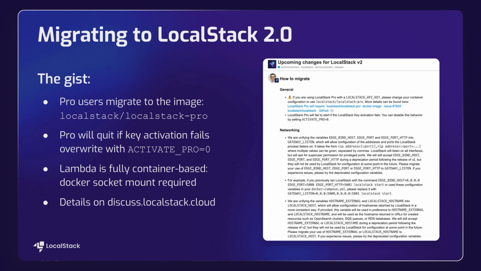So I'll just briefly talk about the biggest breaking changes. We have a very extensive list on Discuss, and you can also go to the GitHub releases where you can find the same information of how to migrate individual configuration variables that we've simplified and changed. But the biggest thing to look out for is the split between the LocalStack Community and the LocalStack Pro image.